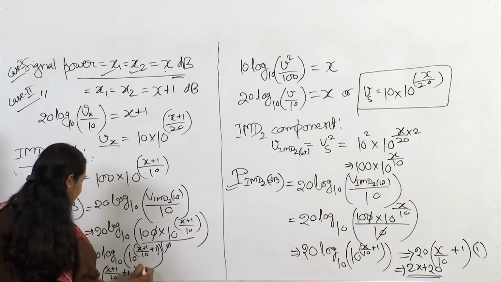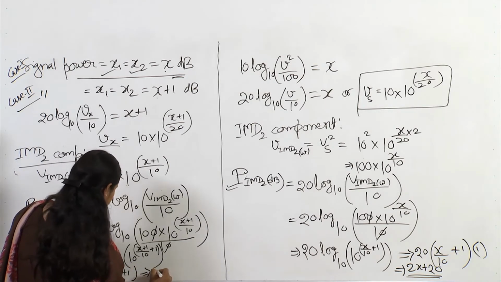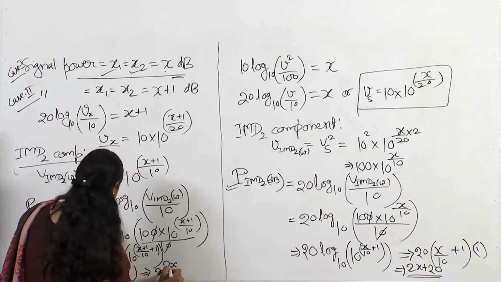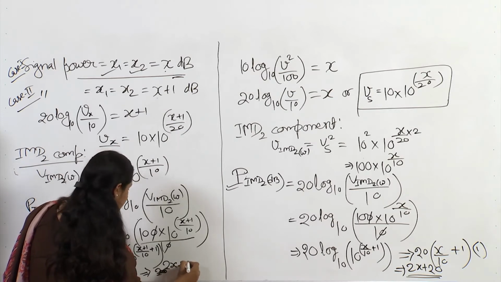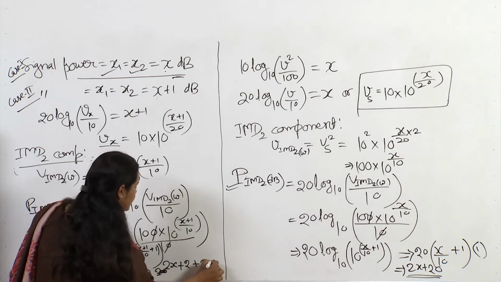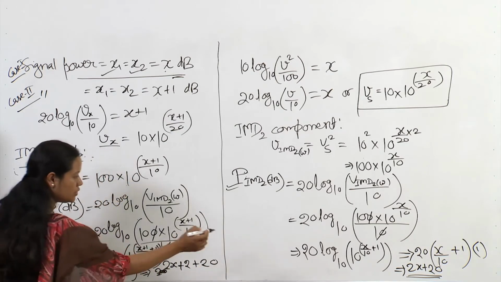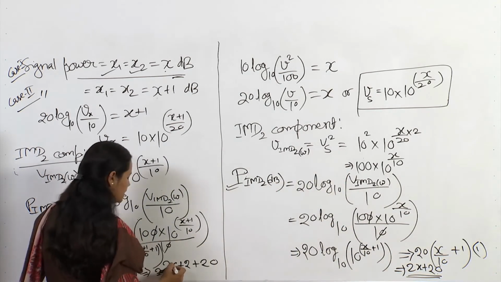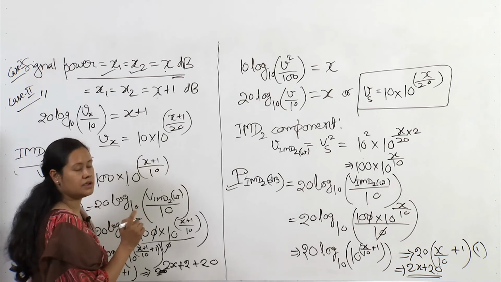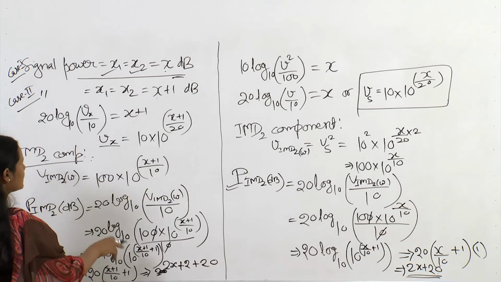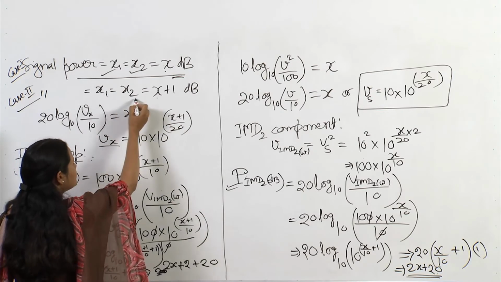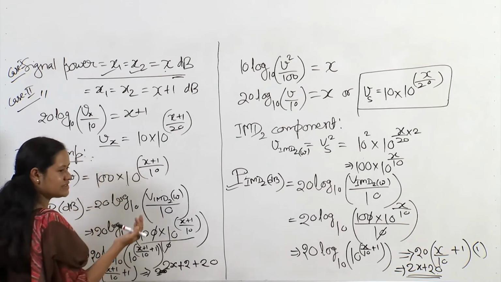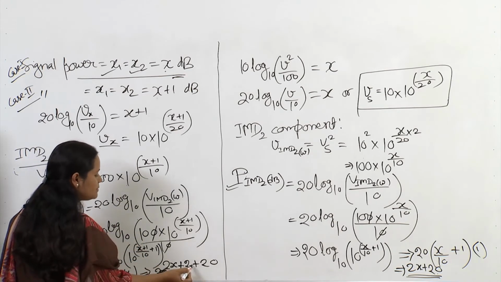So, we take it further, it becomes 20 times x plus 1 upon 10 plus 1, and 10 if they have the same base it will be 1. So, if we simplify it, it will be 2x plus 2 plus 20, right. So, initially when it was not increased by 1 dB, it was 2x plus 20, now it is 2x plus 2 plus 20. Okay, so this is the impact on the second harmonic. So, if we increase our input signal power by 1 dB, the second distortion terms, the harmonic or the distortion terms, they increase by 2 dB.